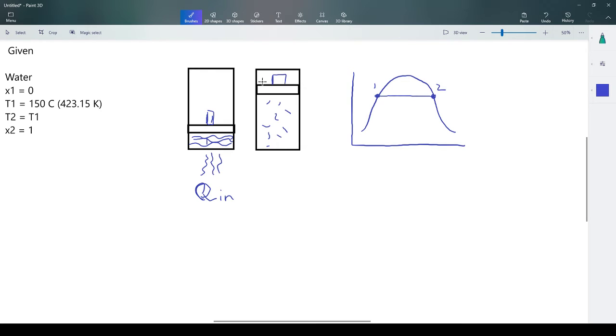So, does anybody have any thoughts about how we should start this? Anybody? Anybody have some thoughts?